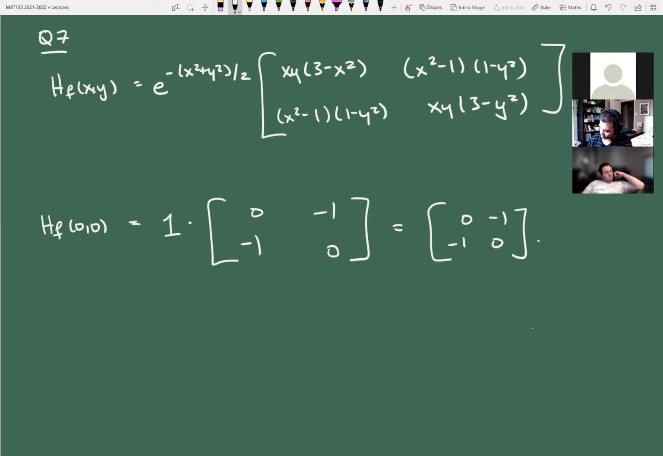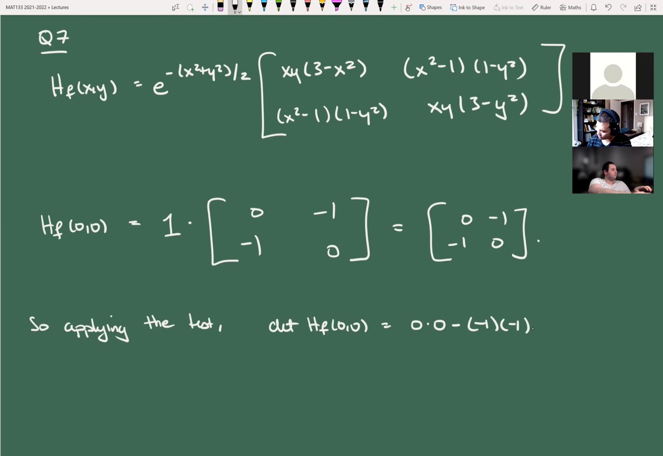Let's compute the determinant of this. So applying the test, we get the determinant of H f at 0, 0 is going to be 0 times 0 minus, be careful with your minus signs here, you don't want to get burned, you get -1. Because that's less than 0, it tells you you have a saddle point. So 0, 0 is a saddle. Again, if it were positive, then we would look at the sign of the xx element, but it's negative, so that tells us saddle.